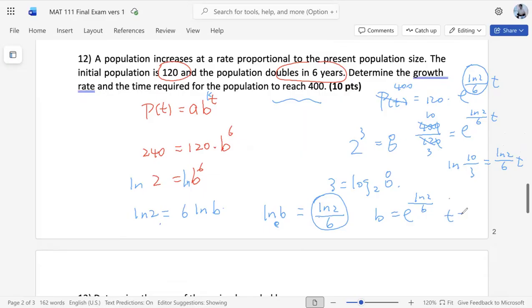So what's the t in the end? T is ln of 10 over 3 divided by ln2 divided by 6. Of course, you can always use a calculator to calculate this.